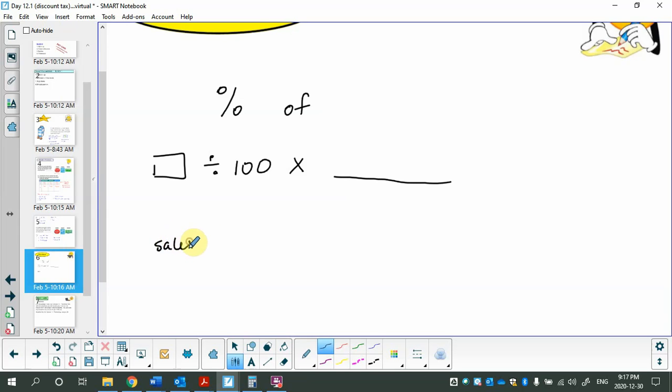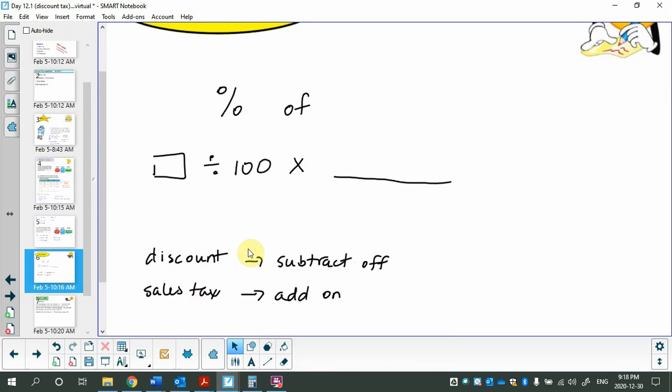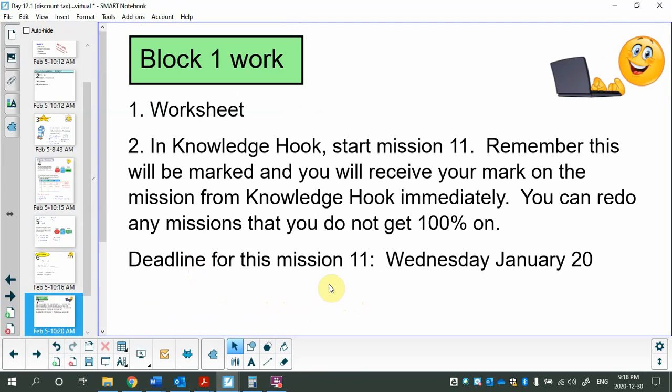Sales tax requires you to add on, discount you subtract off, and actually what I'm going to do, because I can, is I'm going to reverse those, and the reason is because you always deal with the discount before you deal with the sales tax. You don't want to give any more tax than necessary. So you want to put the sales tax on the discounted price, the lesser price, than the original price, if you get a discount.